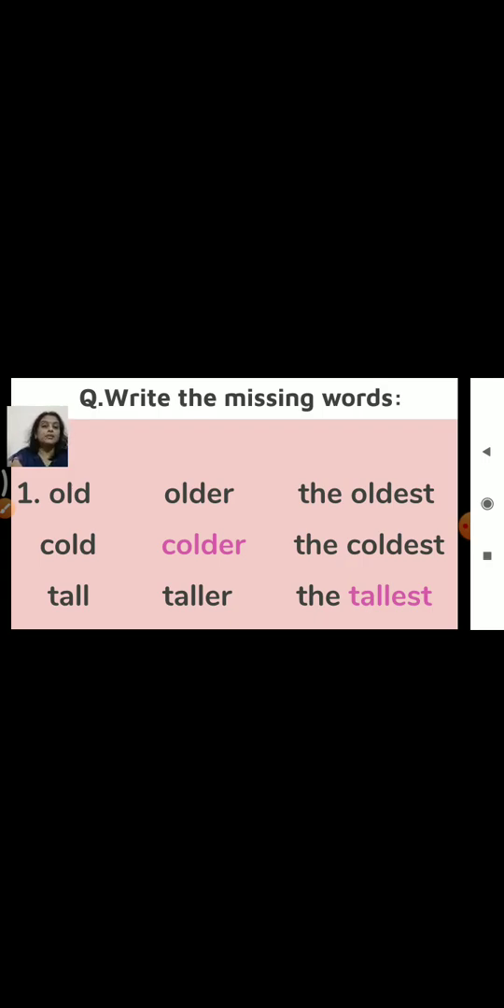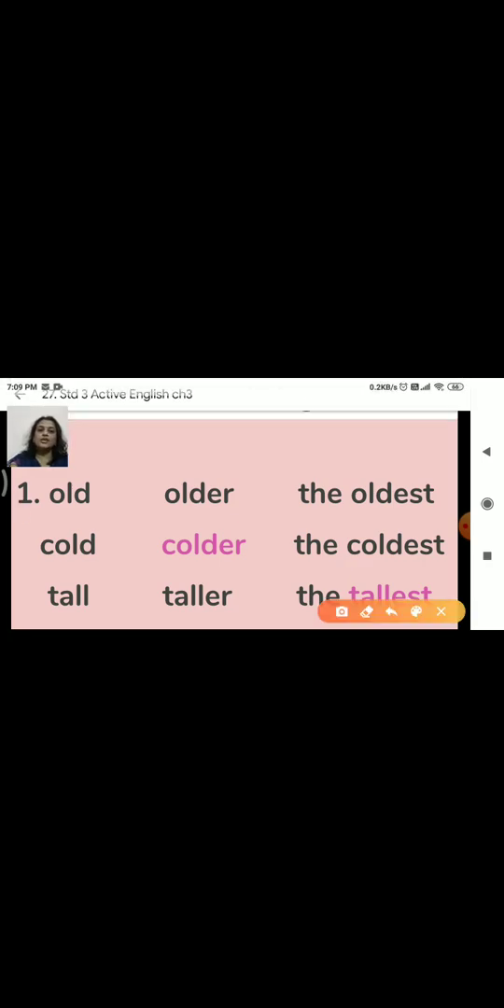Okay. Now, if you see your chapter 6, are you ready with your book and pencil? Okay, so let's solve that. Shall we start? Okay. So, again 3 degrees are given. You can see old, older, the oldest. So, old is the positive degree. Older, we have added ER here. So, it becomes the comparative. And then EST, it has become the superlative degree.